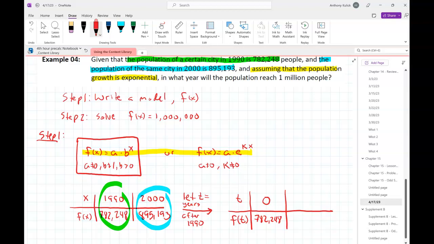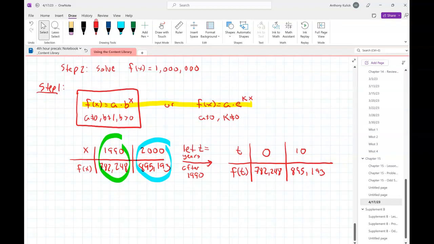And what does 2000 then turn into? 10. Oops. Put a little smiley face there, because boy, I outsmarted them this time.